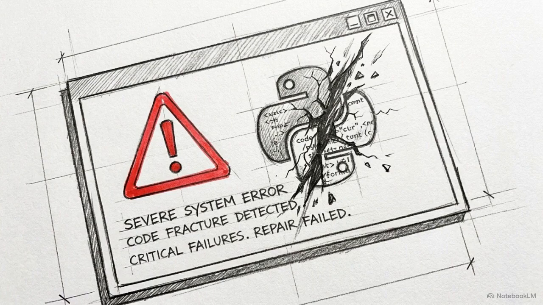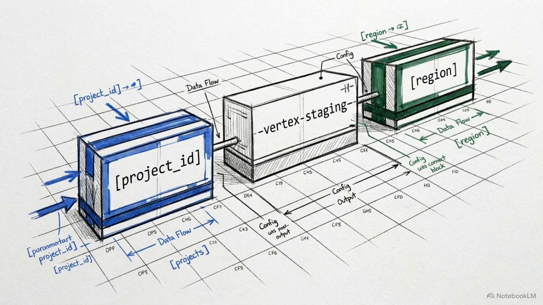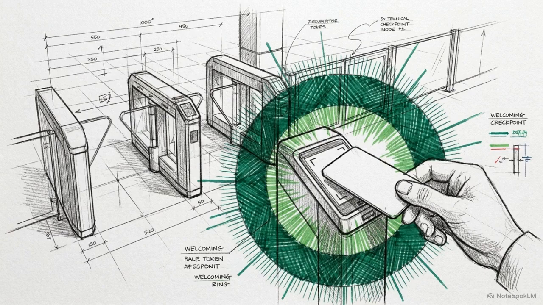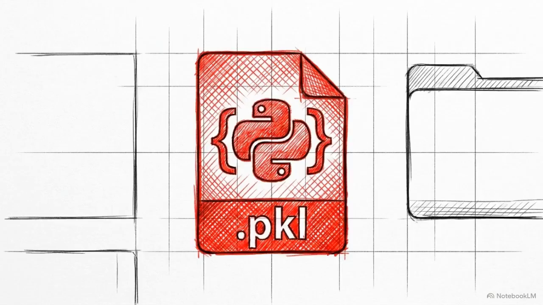It suffered from the exact same absence of ownership checks as the other services. But VertexSquat is vastly more dangerous due to the payload. Vertex AI experiment artifacts are stored as serialized Python pickle files. Pickle is Python's built-in serialization format. It converts complex Python objects into a raw byte stream so they can be written to disk or sent over a network, and perfectly reconstructed later.